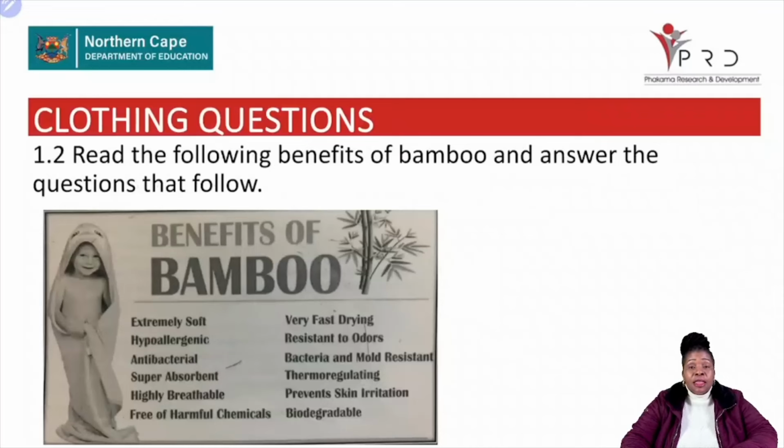It is thermoregulating. It also prevents skin irritation. And the last one, it is biodegradable. Right. I will give you a few minutes again for you to answer the questions that follow.